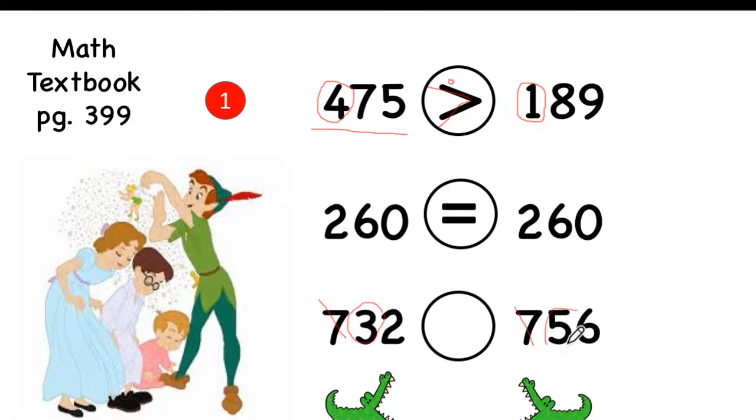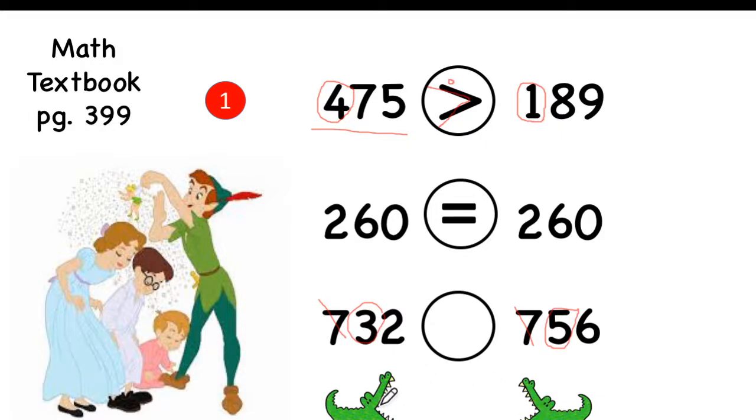There and there, the ones in the middle. Here we have 3, here we have 5. Which of these is greater, 3 or 5? Which one is more, which one is bigger, 3 or 5? 5 is greater. Which crocodile will eat it?